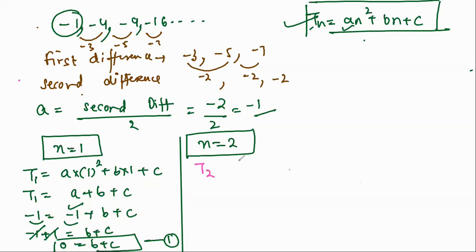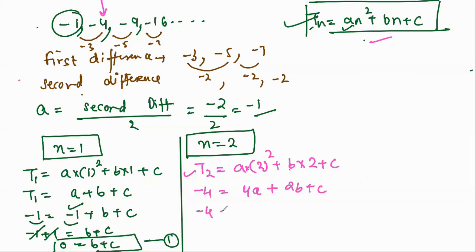So when you put n as 2, T2 is equal to A multiplied by n square, and n square means 2 square, plus B multiplied by 2, plus C. What is T2? T2 is negative 4. So negative 4 is equal to A multiplied by 2 square, which is 4A, plus 2 multiplied by B is 2B, plus C. What is A? A is negative 1. So 4 multiplied by negative 1 is minus 4, plus 2B plus C.